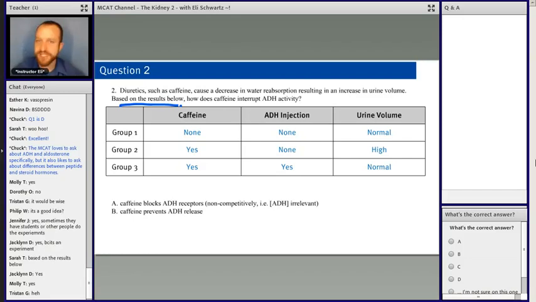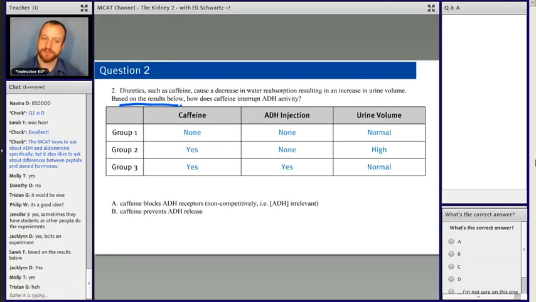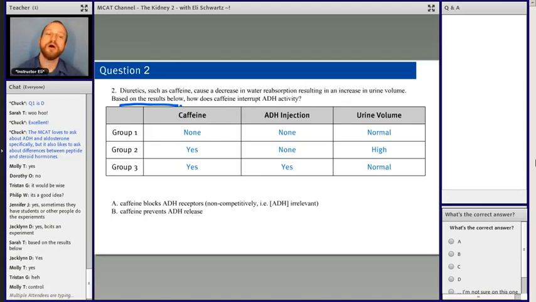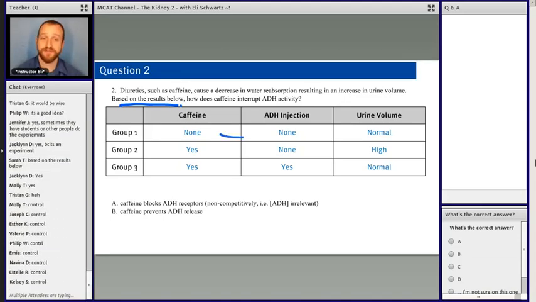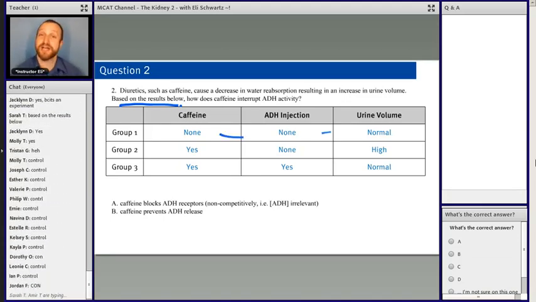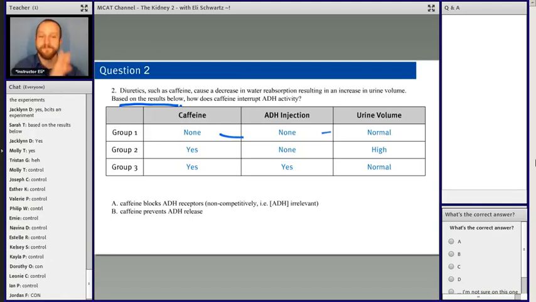So let's run through each of these groups very briefly. Categorize for me, what might you call group 1 in an experiment? It's a control group, right? No caffeine, no injection, normal urine. Sounds like our control group. Great. Now, as far as a control group is concerned, we might see it as the none, like we see here. We might see normal, but we might also see some other reference shorthand.